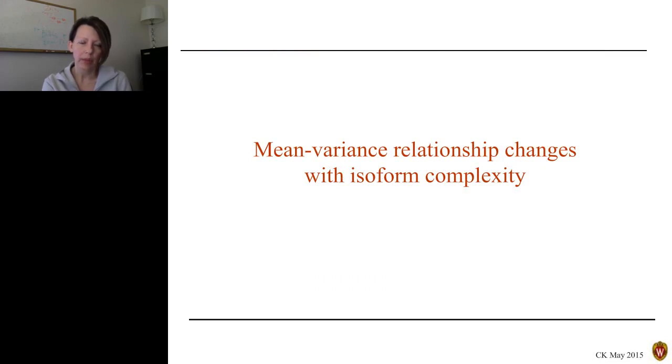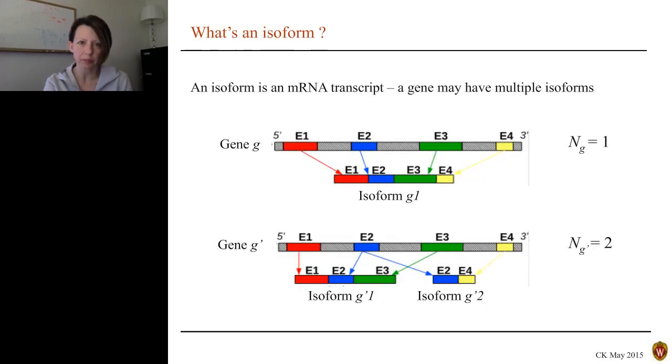The thing about using this is there's only one curve that's used with each method when they're looking at the gene level, and this relationship changes with isoform complexity. So in the isoform case, this curve is a little bit more complicated. So what do I mean by isoform, so that I can define isoform complexity?